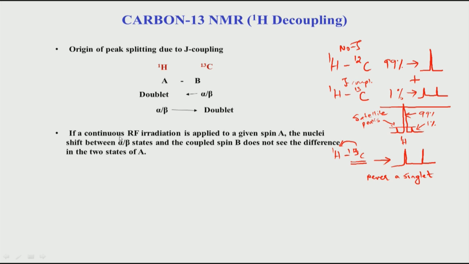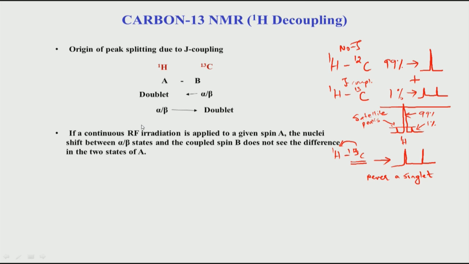What you do is a continuous RF irradiation is applied to spin A. So, we want to decouple these two in a carbon spectrum. We are not looking at proton now, we are looking at the carbon spectrum. In a carbon spectrum the doublet is coming because the proton has two possible spin states. So, how do I turn this doublet into a singlet? One way is to remove this alpha beta distinction. How do I remove the distinction between alpha and beta? Keep the population of alpha and beta levels constant, the same.